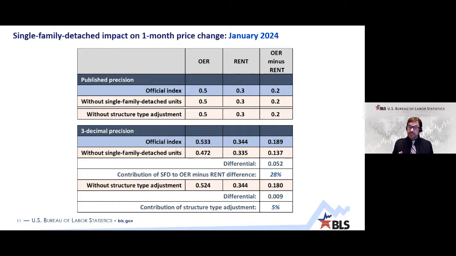Let's keep those single family detached units in the sample, and let's remove the structure type adjustment. And when we do that, we get OER at 0.524 and we get rent at 0.334. Again, the rent number doesn't change because the structure type adjustment is not performed on rental units for the rent index. It's only performed on the OER. So when we do this exercise, we get 0.180, a differential of 0.009, much smaller. So from this analysis, one might conclude the contribution of structure type adjustment to the wedge, to the gap, is only about 5%.